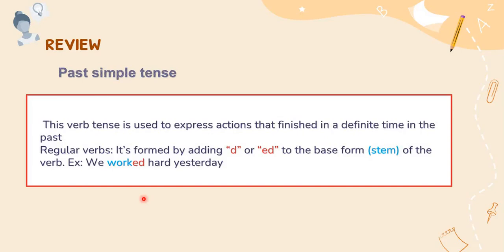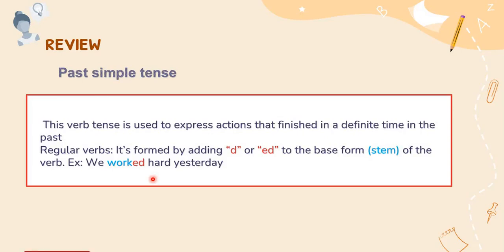And we have also seen that the verbs in English are divided into two categories. Here we have, for example, the first category, regular verbs. The regular verbs are formed by adding d or ed to the base form, which is the stem of the verb. For example, we have: we worked hard yesterday. Let's make the repartition of this sentence.